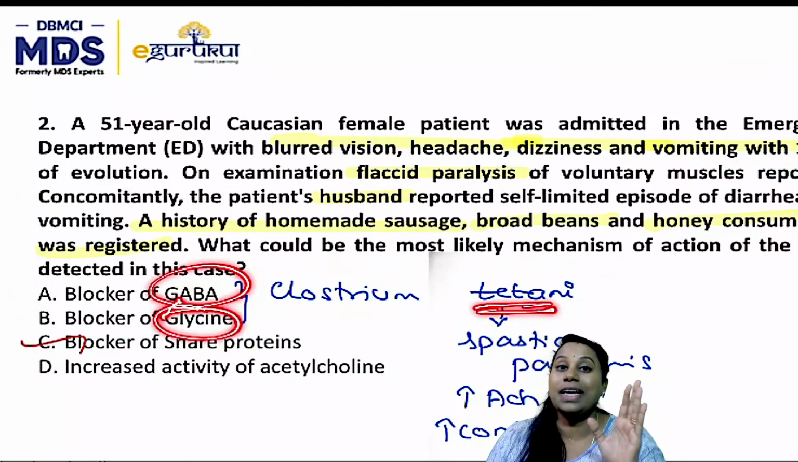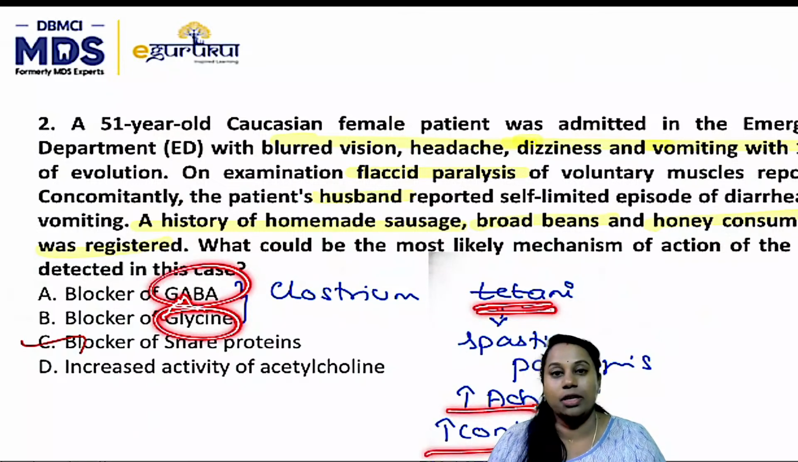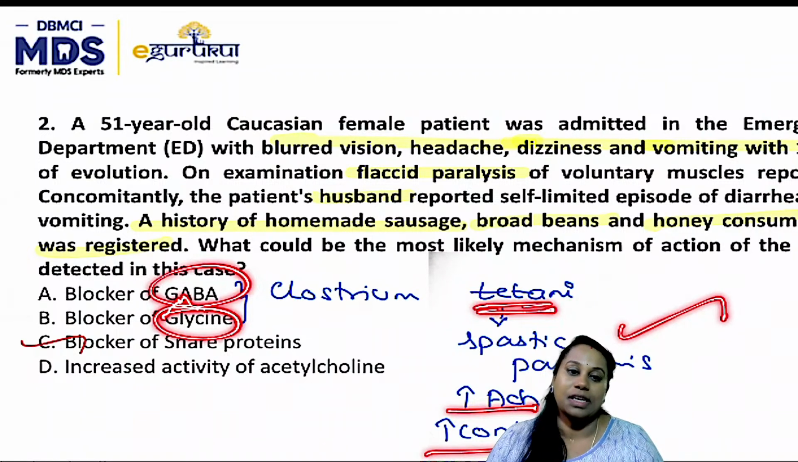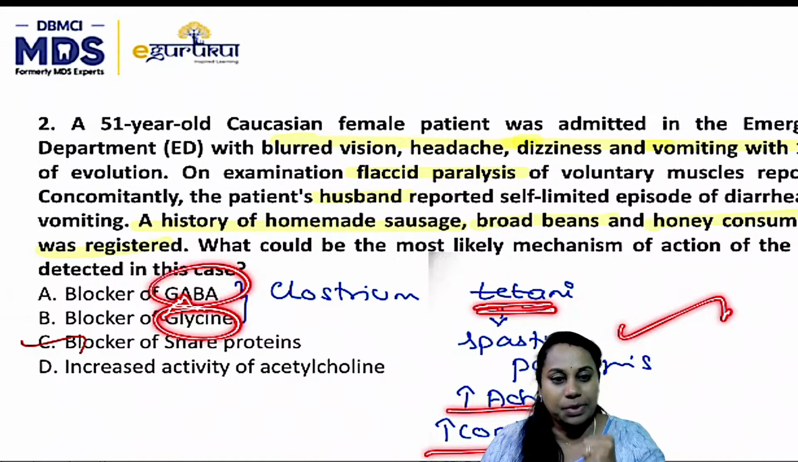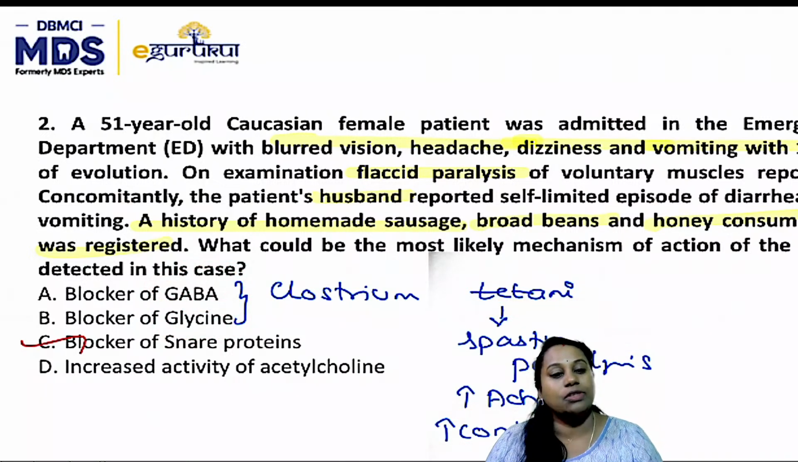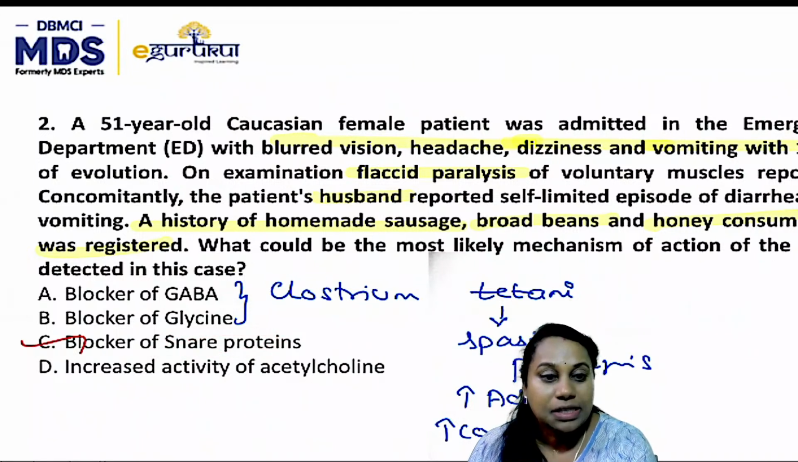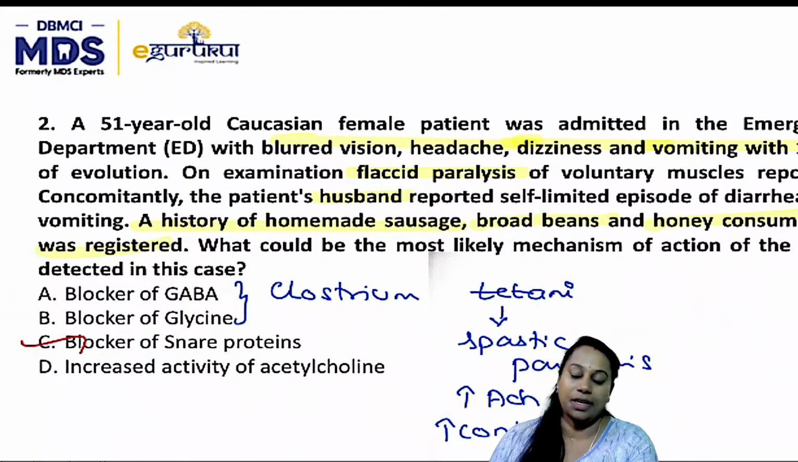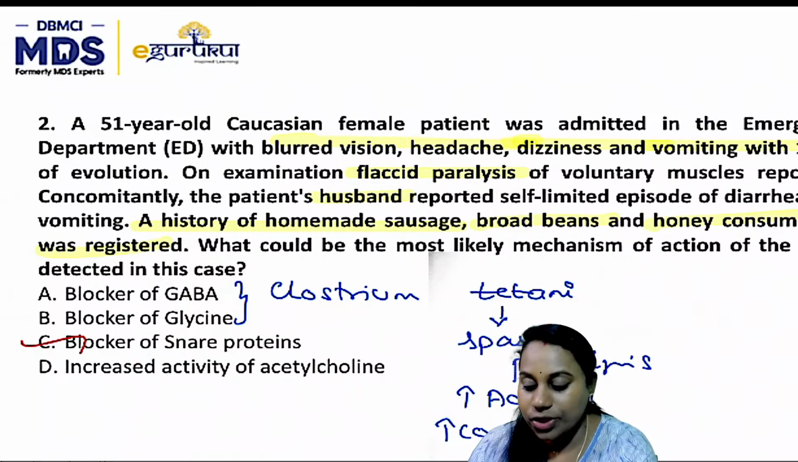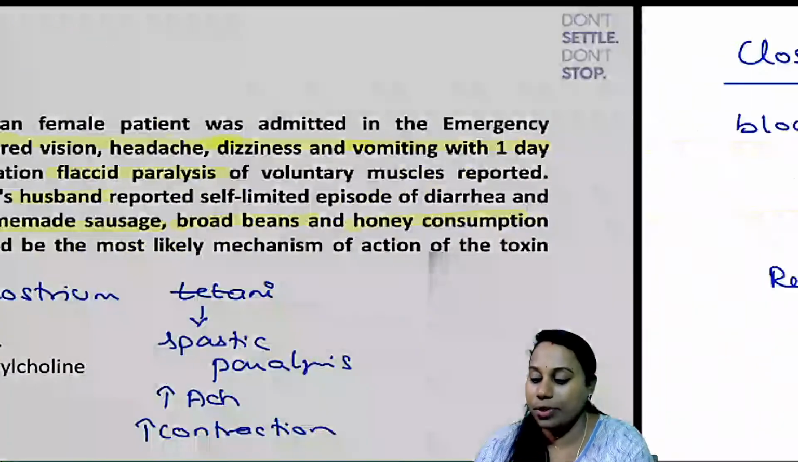If you block the inhibitory neurotransmitter, without inhibition, acetylcholine increases. More the acetylcholine, more the contraction. This is called spastic paralysis. And that is how tetany causes sustained contraction. So, botulinum causes flaccid paralysis by blocking SNAP protein, and tetany causes spastic paralysis by blocking GABA and glycine. So, the answer to this question is option C, blocker of SNAP proteins.